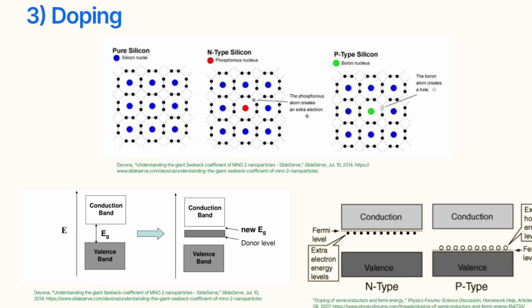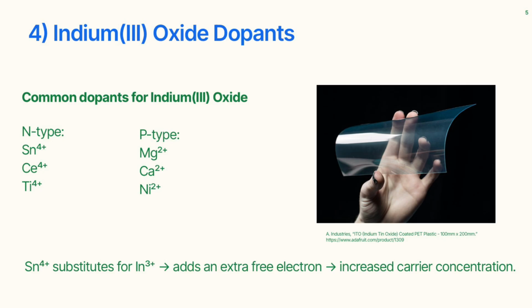Okay, indium oxide dopants. Some common dopants for indium oxide, the N-types, are tin, cerium, and titanium, and the P-types are magnesium, calcium, and nickel. The N-types are the most common and are what is typically used in industry as they work very well with the natural N-type of indium oxide. The P-type are currently being studied in various laboratories and are not used in industry at the moment.